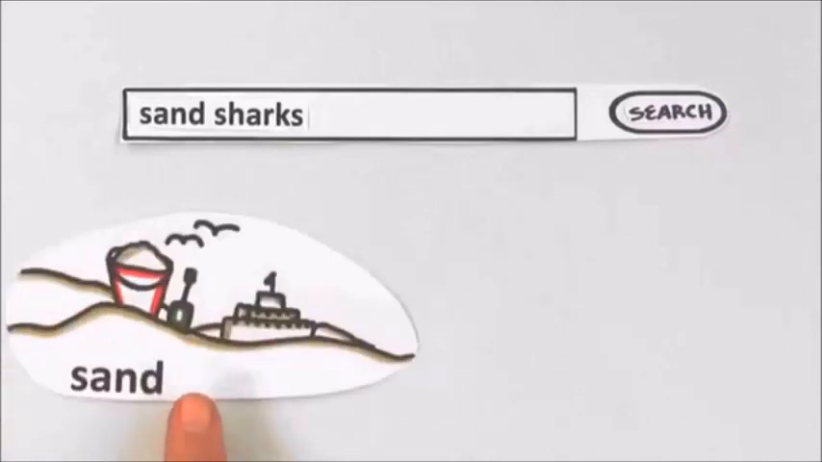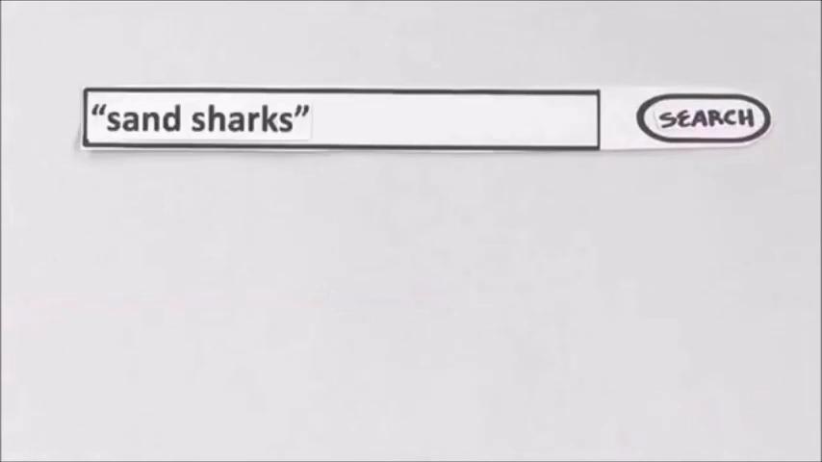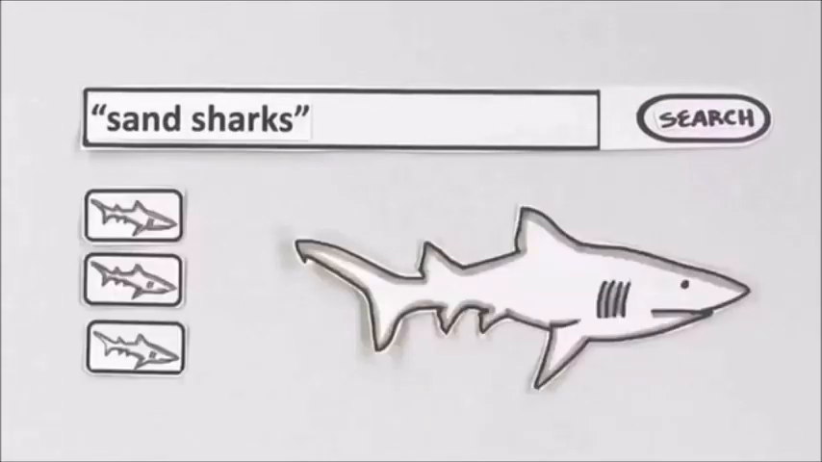Let's say you're looking for words that appear together, like a phrase or quote. An example is a search for information on sand sharks. If you search for it like this, the search engine looks for pages with sand and sharks. To get better results, put quotes around the words, like this. It limits the results to the exact phrase.